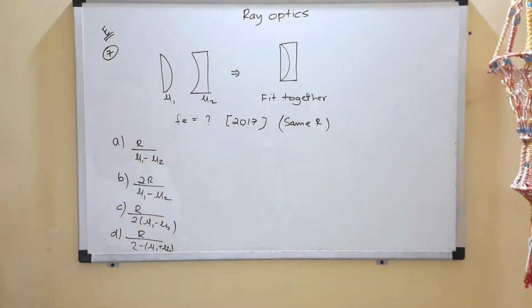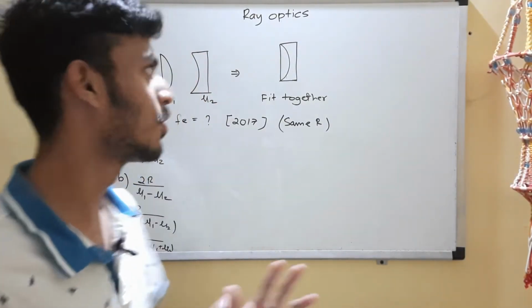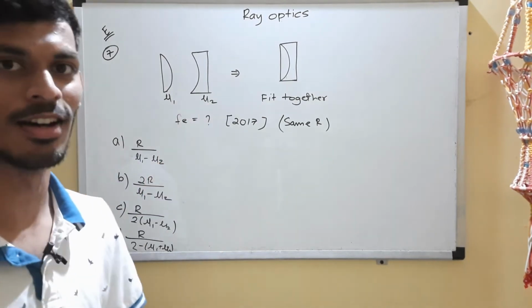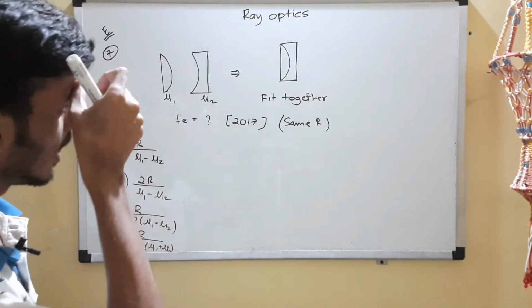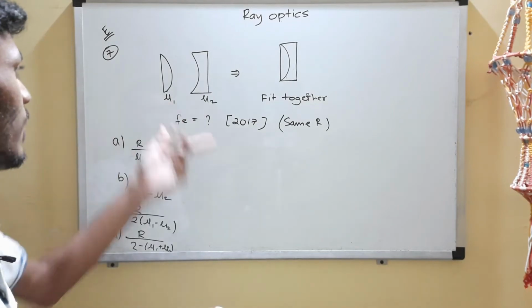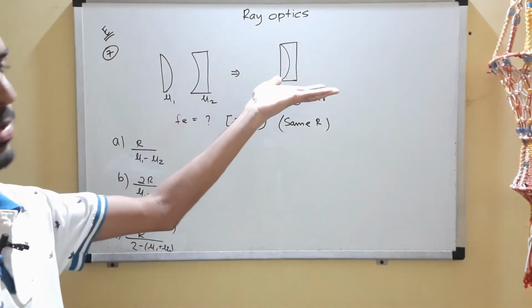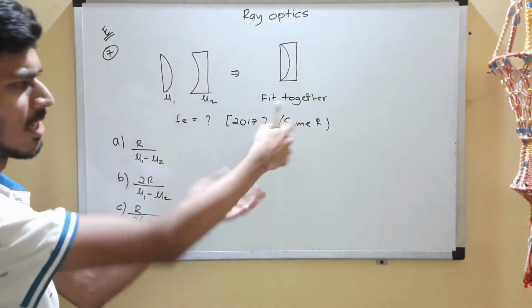So question number 7 over here. In this question, we have two lenses. One is a plano-convex lens and the other one is a plano-concave lens. Now their refractive indices are given and they fit together like this. So they have the same R. This was given in the question.